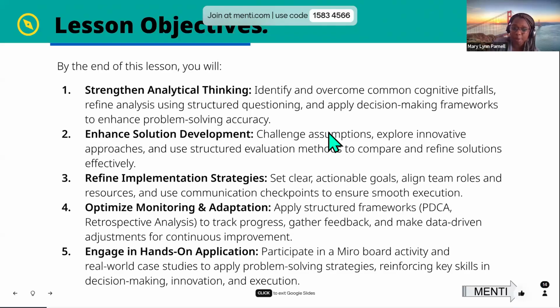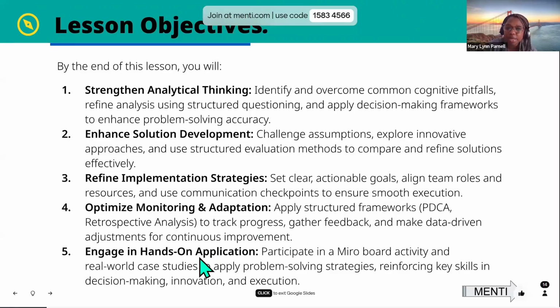We'll deep dive more into optimizing our monitoring and adaptation methods, and some of the tools you'll be introduced to today. One of the frameworks is PDCA, and retrospective analysis. How do we track progress? And if I don't do the acronym, you'll know the definition as we get through, so I'll define that for you. But track progress, gather feedback, and make data-driven adjustments for continuous improvement.